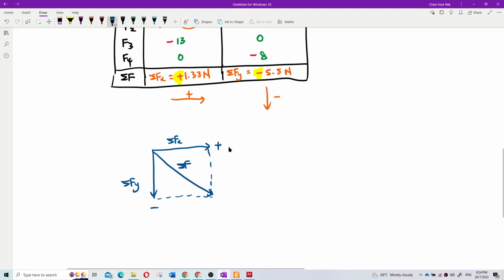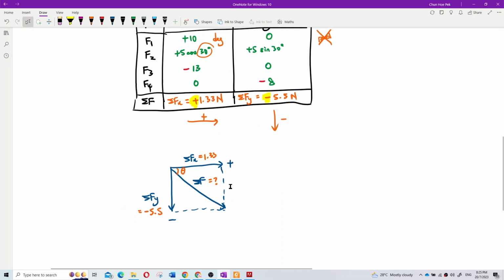Which means that this is positive 1.33 and this one is negative 5.5. So we got this resultant over here, but we don't know what angle, and we also don't know what the value is, isn't it, class? So what do?